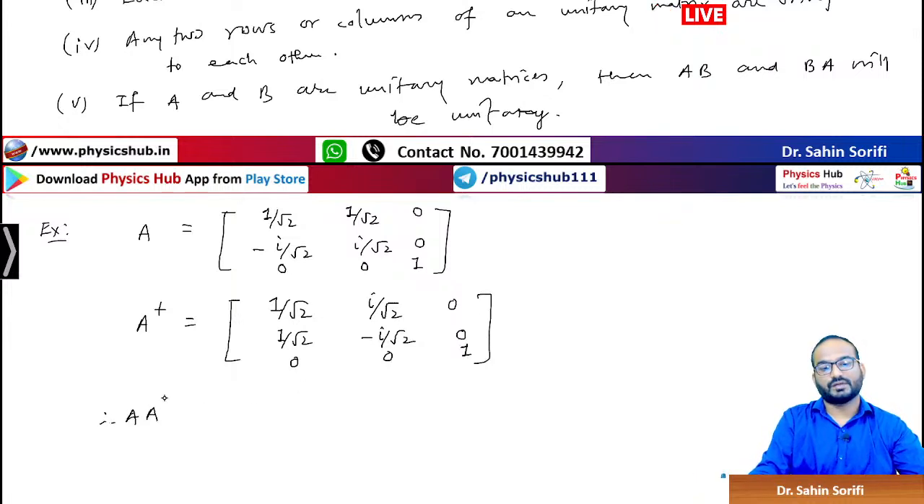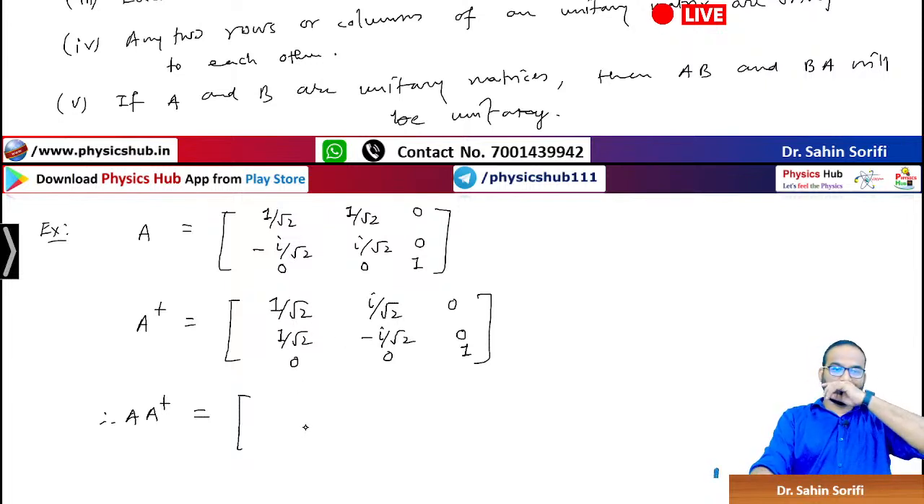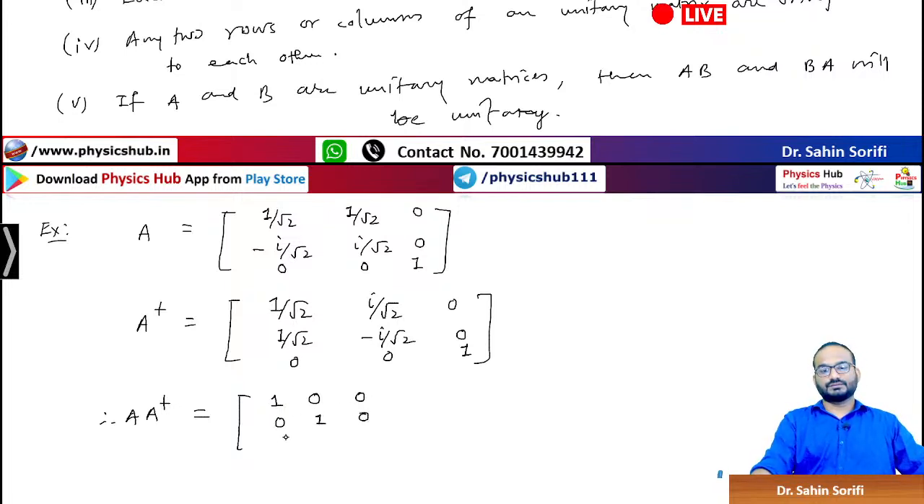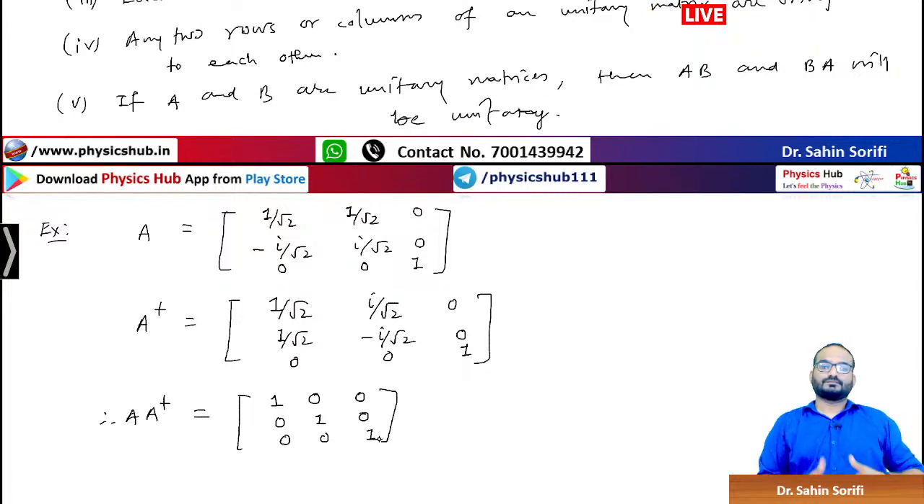Now you calculate A dagger A. 1 by root 2 times 1 by root 2 gives 1 by 2, so this is 1, 0, 0, 0, 1, 0, 0, 0, 1. This is identity.